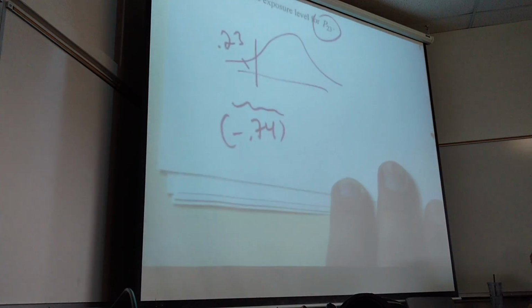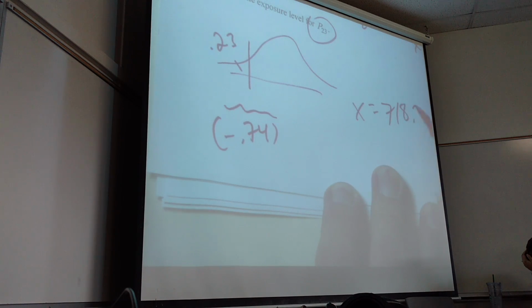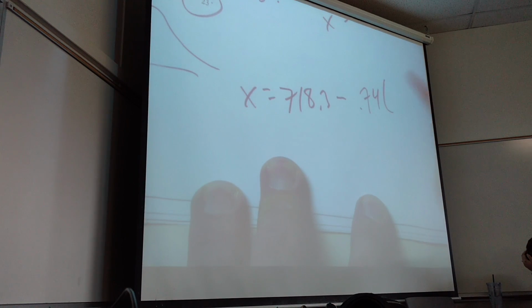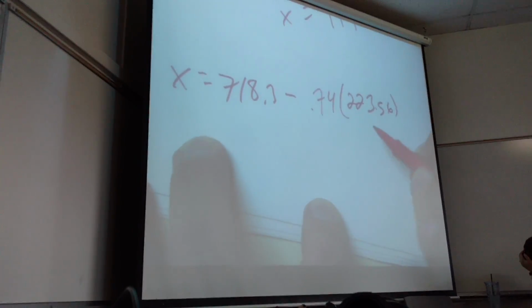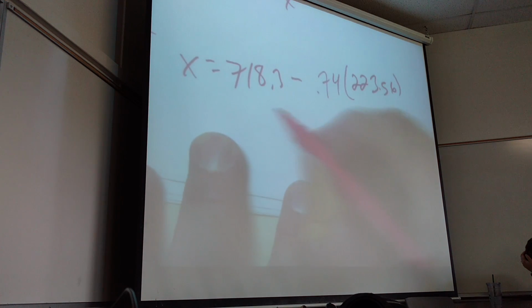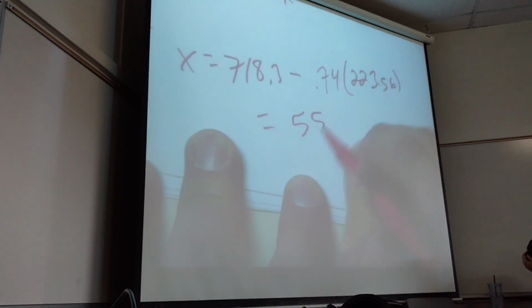So we use the same formula we just did. 718.3 minus 0.74 times 223.56. So now I start at the mean and I go down this many steps. This is the bottom 23%. Kind of makes sense. And what do you guys get for that? 552.8656.